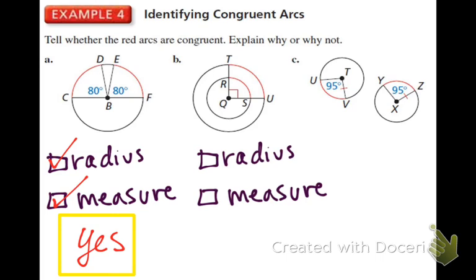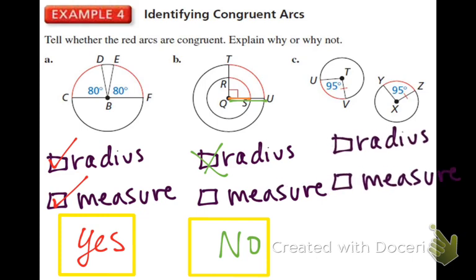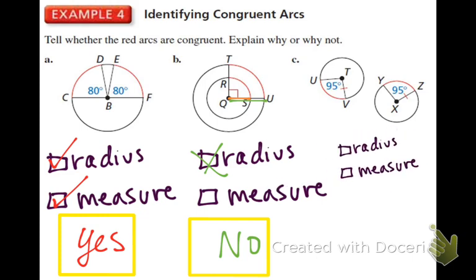All right, we look at the next. Do these have the same radius? First one is QS, the second one QU. Do they have the same radius? No. So this would be a no. All right, last. Do these two have the same radius? How do I know they have the same radius? The congruent mark. So yes, same radius. Do they have the same measure? Yes, they do. So this is a yes.